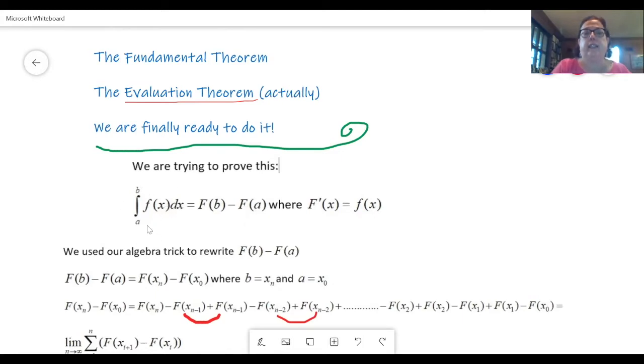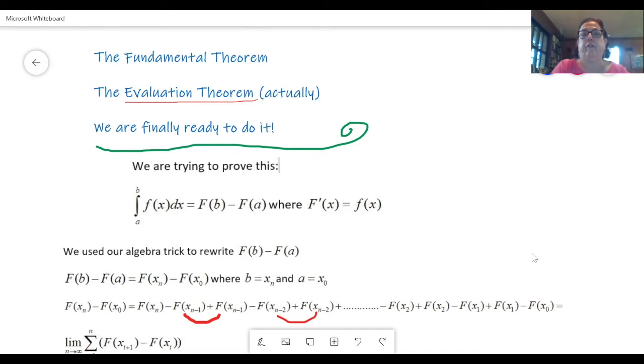We defined it as the sum of these infinitely skinny rectangles, but then we developed evidence that it looked like it was the difference between the antiderivative of the lowercase f function, the antiderivative at b minus the antiderivative at a. And we're finally going to prove this.